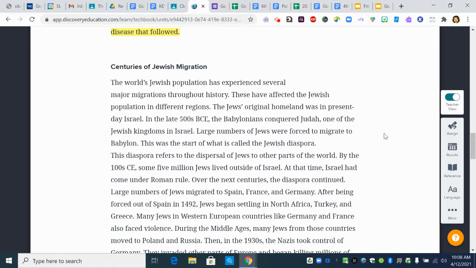Centuries of Jewish migration. The world's Jewish population has experienced several major migrations throughout history. These have affected the Jewish population in different regions.